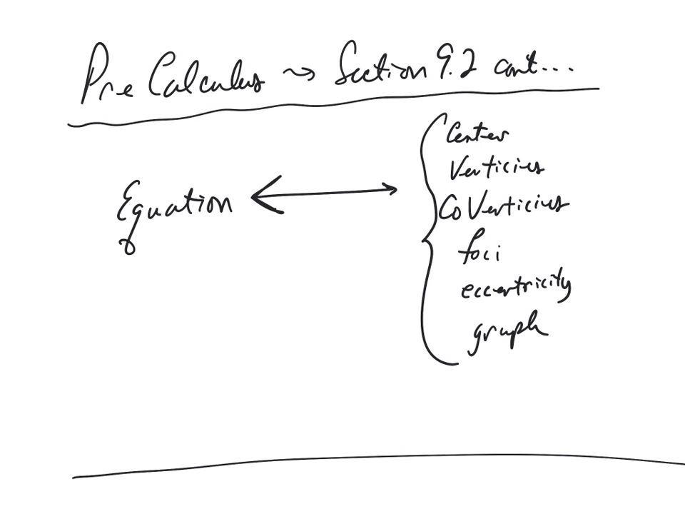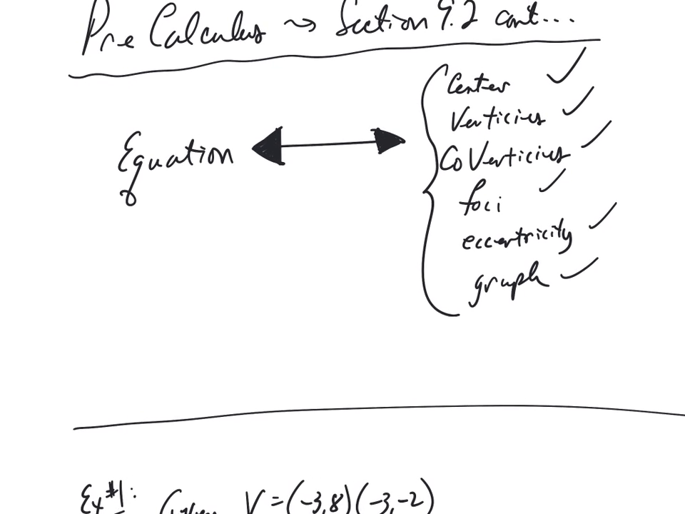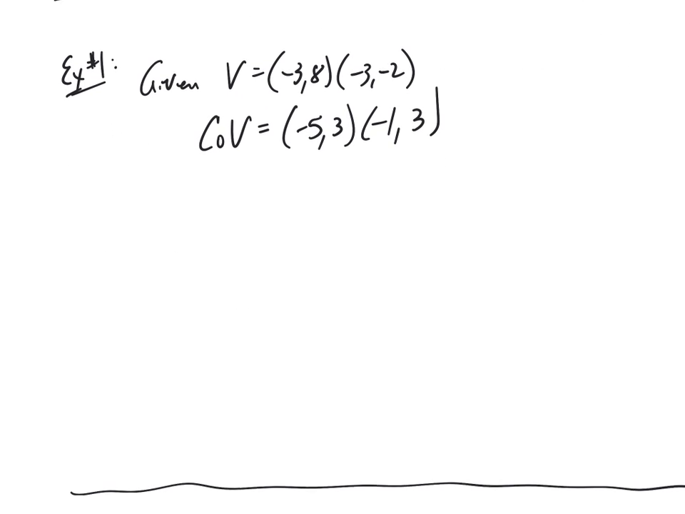We're just going to make sure the arrow can go in the other direction as well, so that when it's all said and done, we can work the problems in both directions. So today, given some information about an ellipse, given the center or the vertices or the co-vertices or the foci or the eccentricity or even the graph, I want you to be able to work backwards to tell me what the equation is going to be. Okay? All right. So the way we do that, let's take an example.